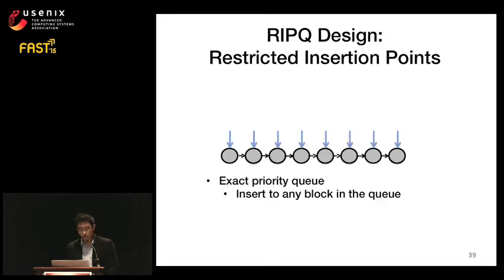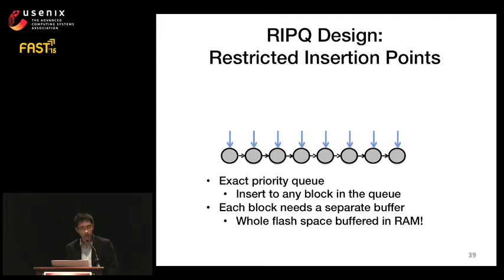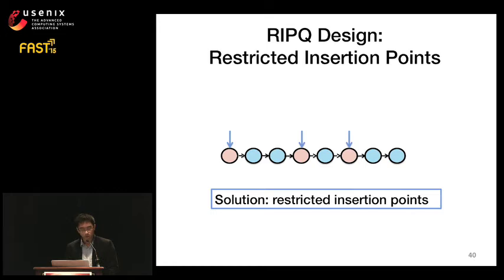So if we want to implement an exact priority queue, then we want to be able to insert to any block in the queue. However, this means each block needs a separate RAM buffer, and we need to buffer the whole flash in the RAM space, and this is unacceptable. The solution is to use restricted insertion points.